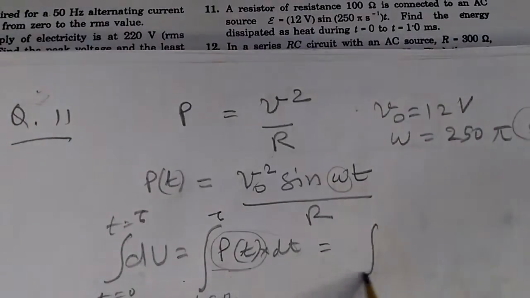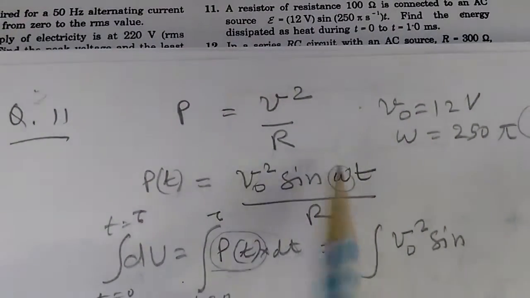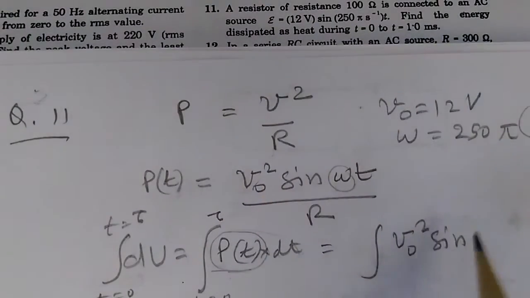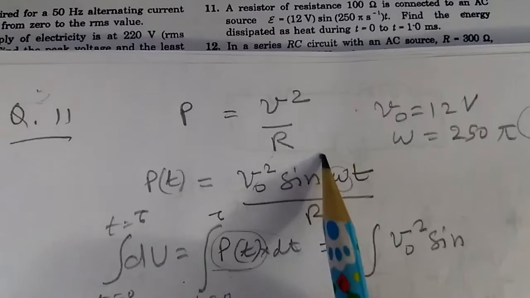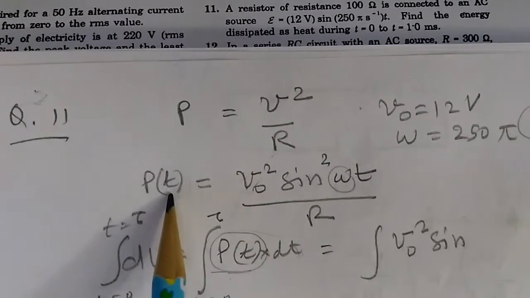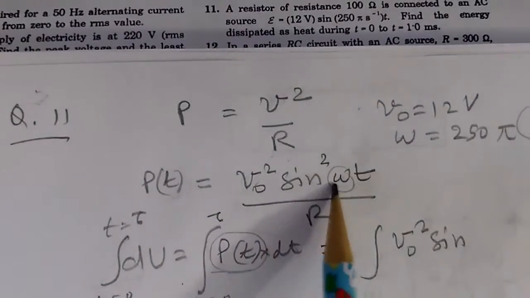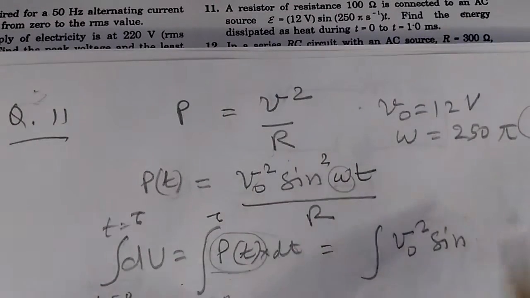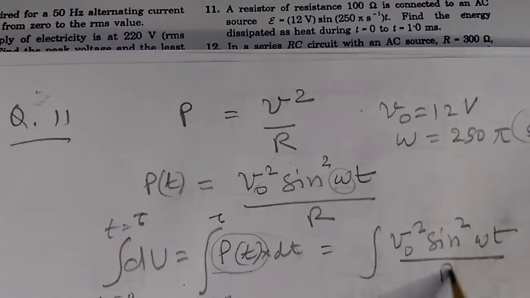this whole thing from t equal to 0 to t equal to tau, and this becomes the integral of V naught square sine square omega t by R. We missed the square here. When we write P is equal to V square by R and V is equal to V naught sine omega t, so the V naught square sine square omega t divided by R dt.